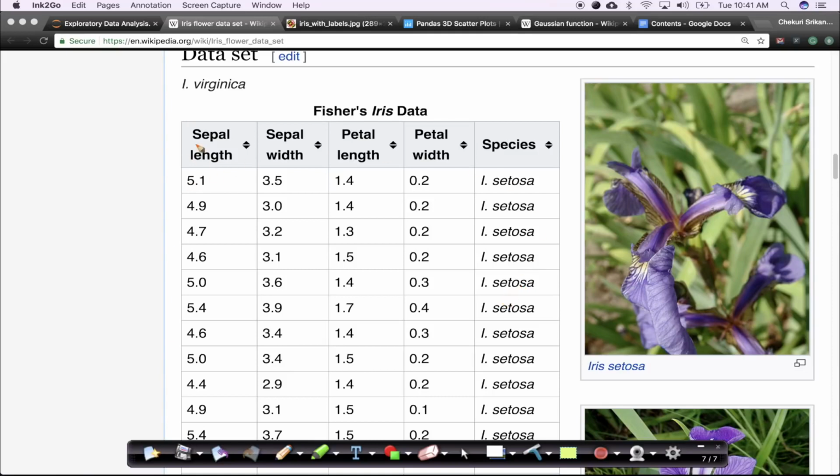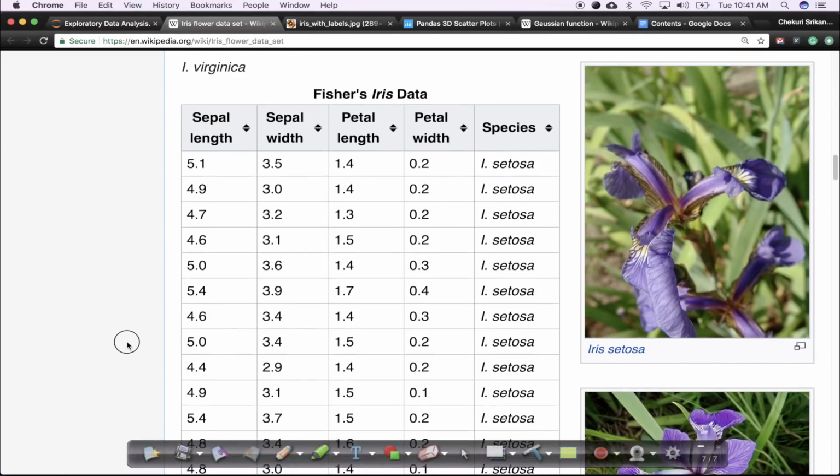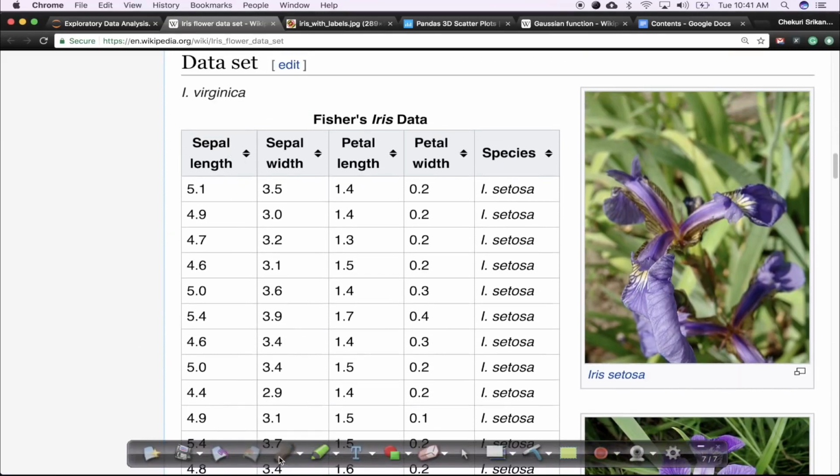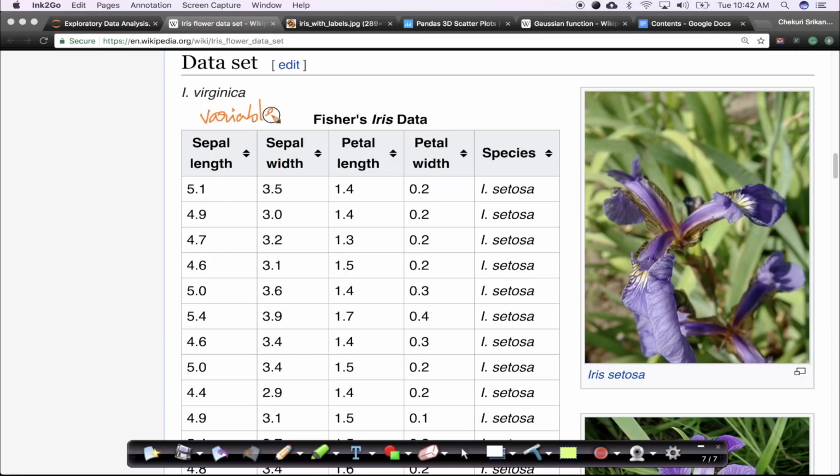And the data set is nothing but this table, if you want to think about it. This table basically has four fields. We can call them fields or variables. So let's call these things variables. So you have four variables here, right? And each of these rows can be called a data point or an observation.